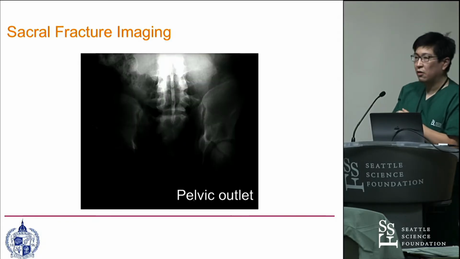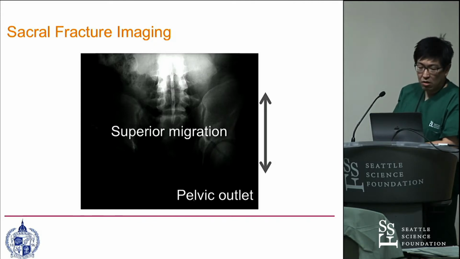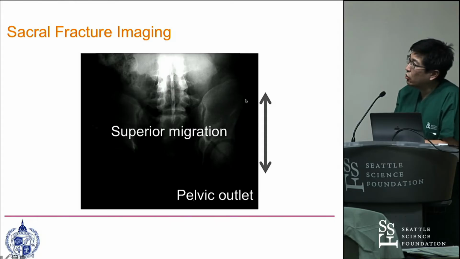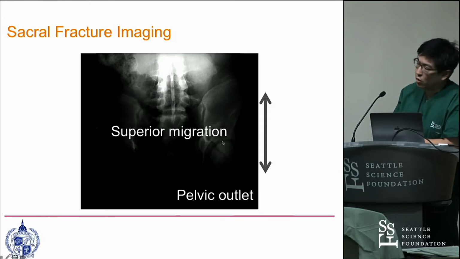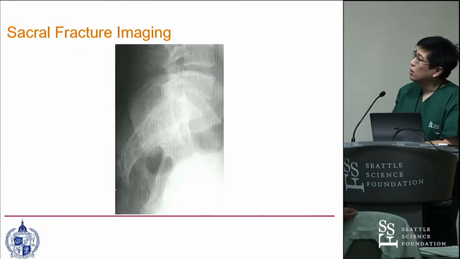And this is a pelvic outlet view, which is basically orthogonal to the pelvic inlet view. And again, this also allows you to assess for superior migration, particularly if you're looking at the iliac crest as it sits to the femur. And again, this is pretty much orthogonal to the inlet view.